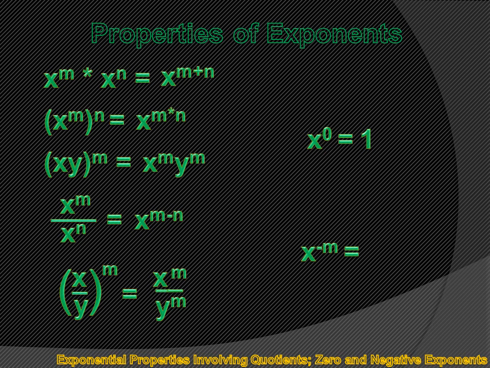And how about a number taken to a negative power? Well, that negative power just means I want to take the reciprocal, and x to the minus m power equals 1 over x to the m power.